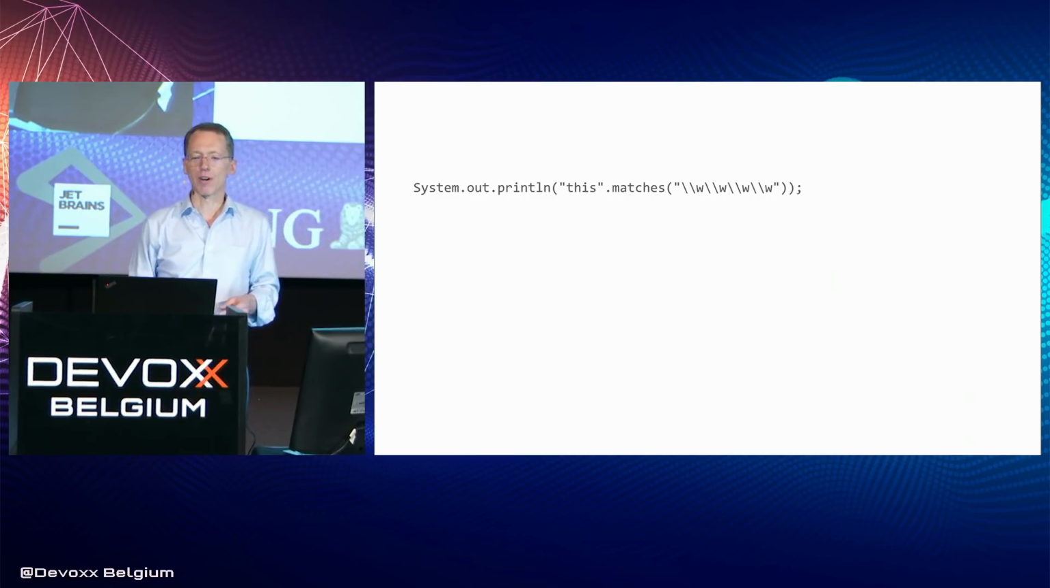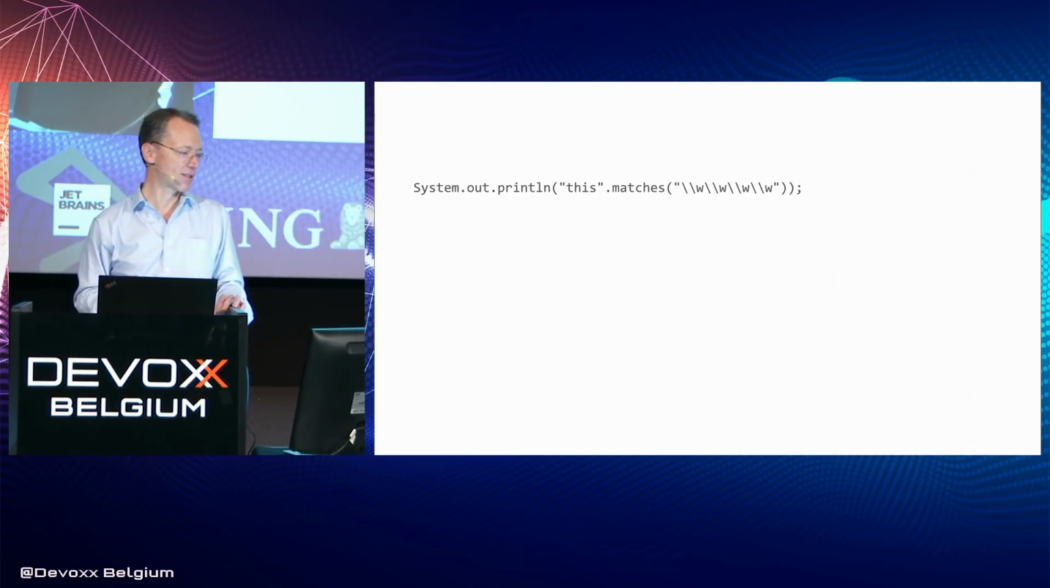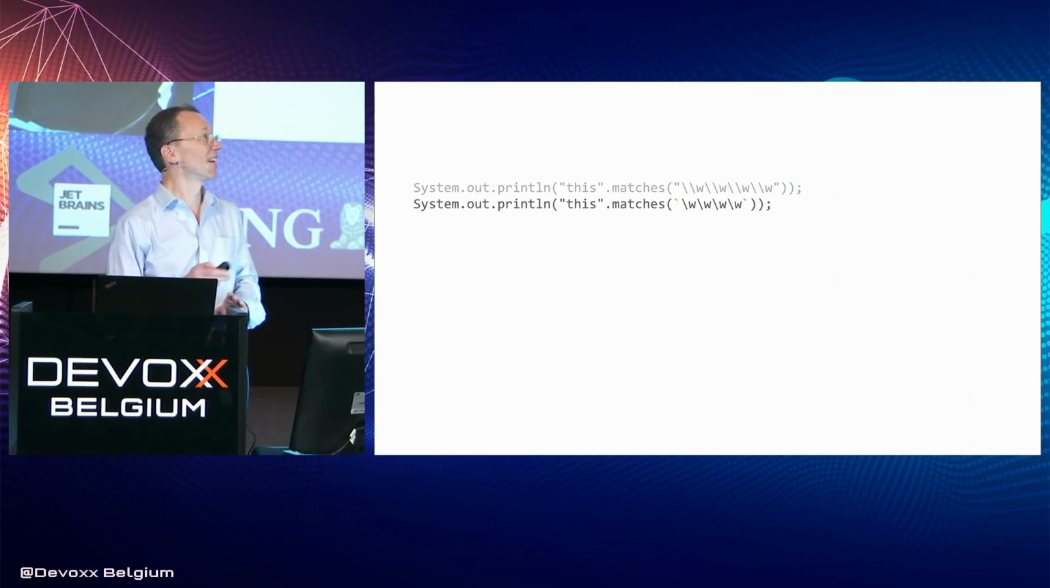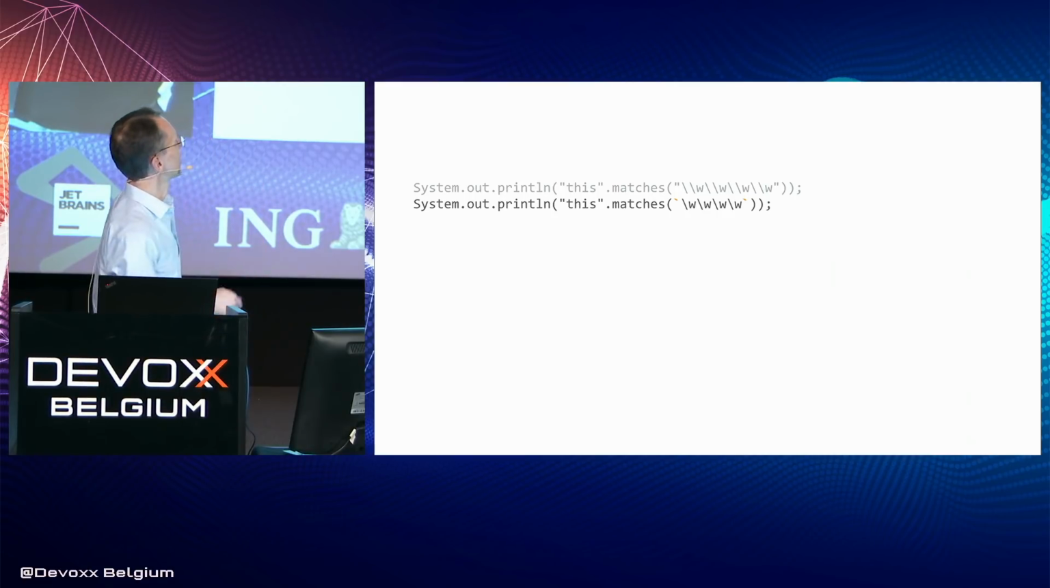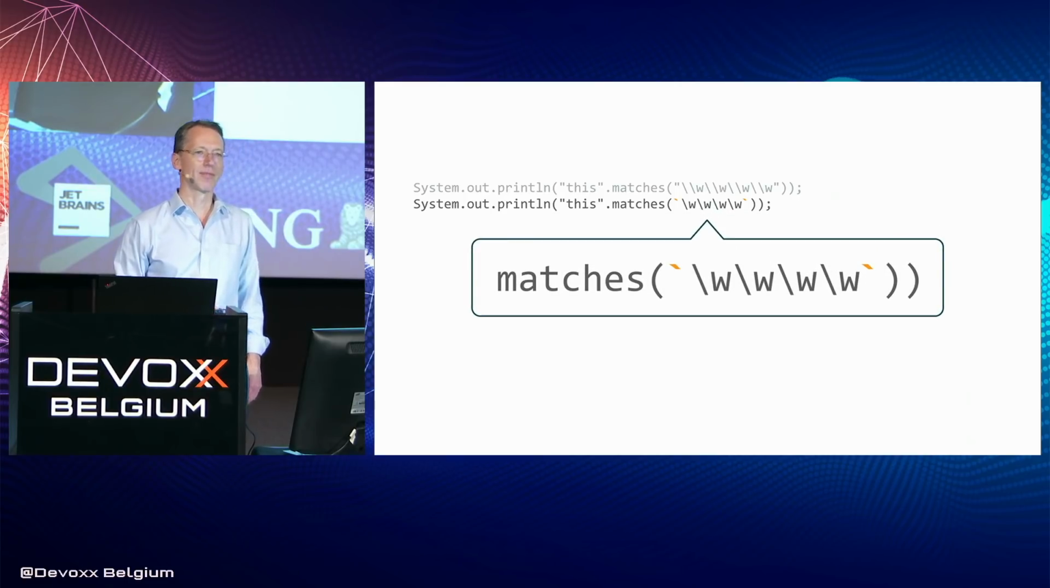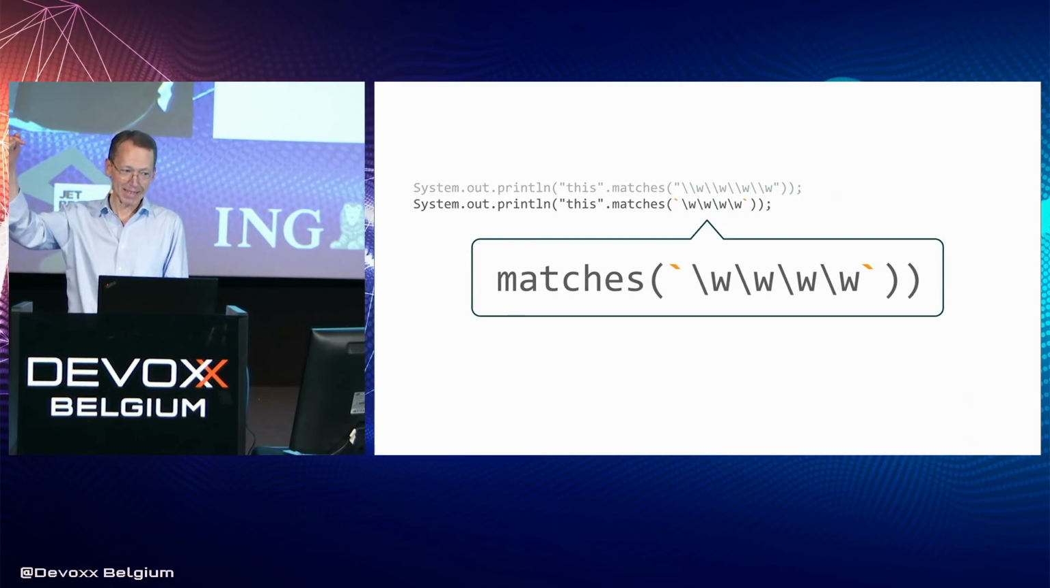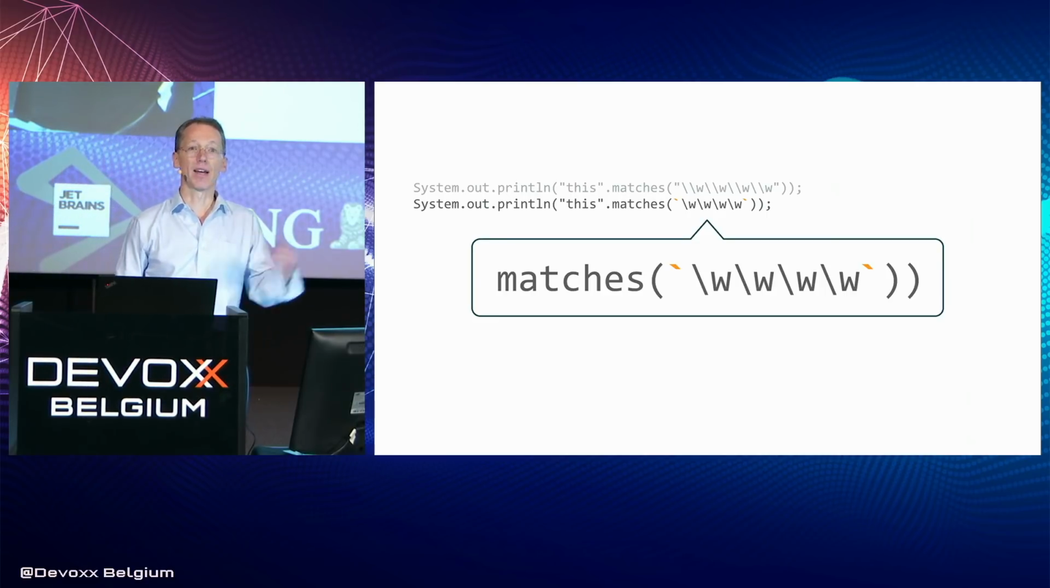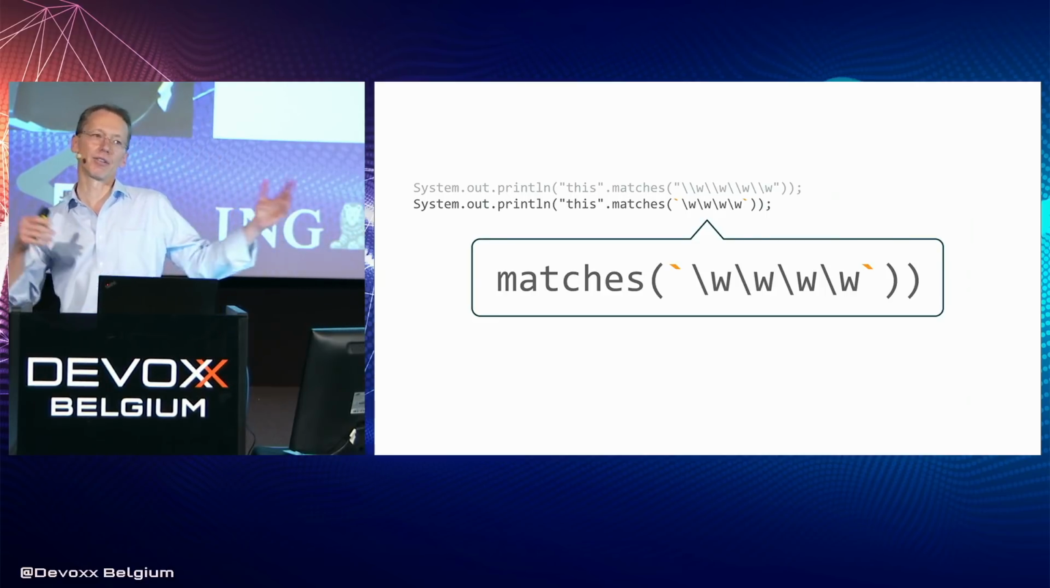So what raw string literals allow you to do is write this. Now, that's probably a little hard to see. Those are backticks on either end. Let me magnify it for you. So matches, backtick, backslash w, one backslash w, and then another backtick. So you open with a backtick, you close with a backtick.